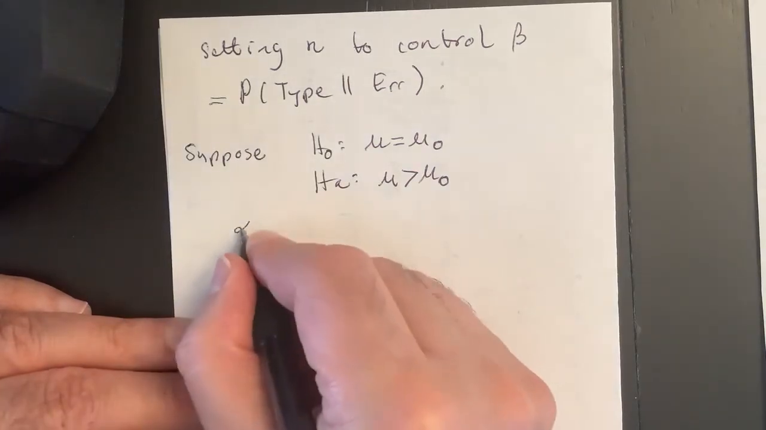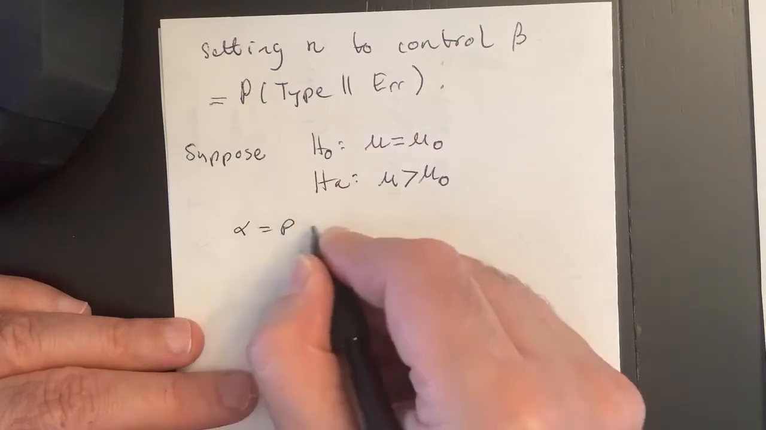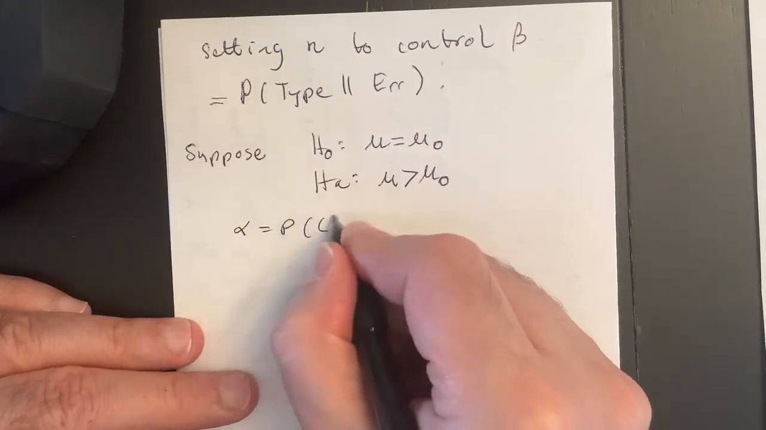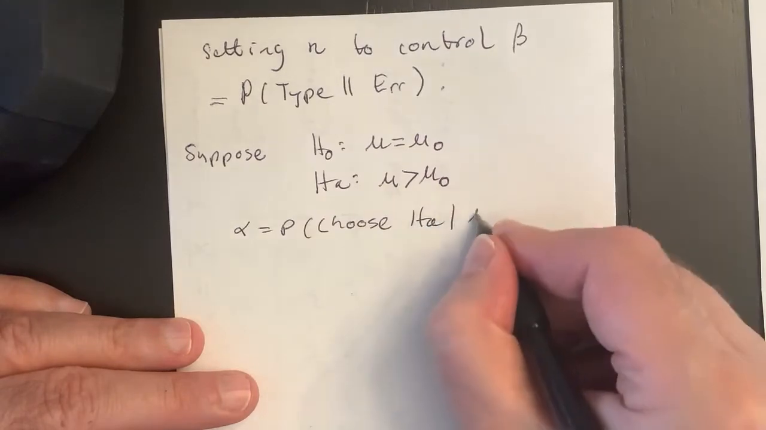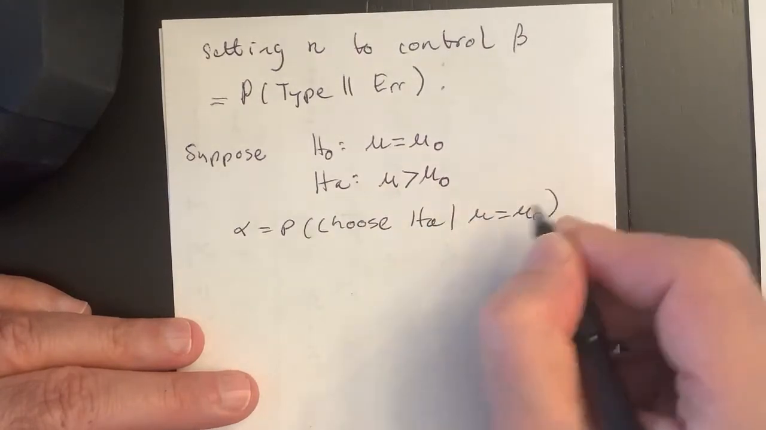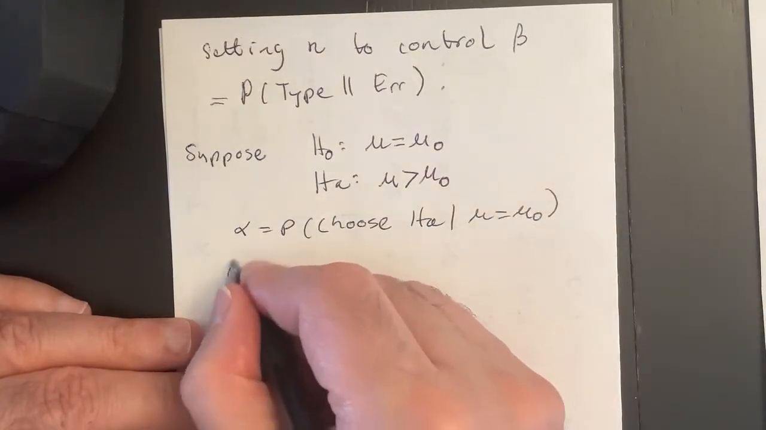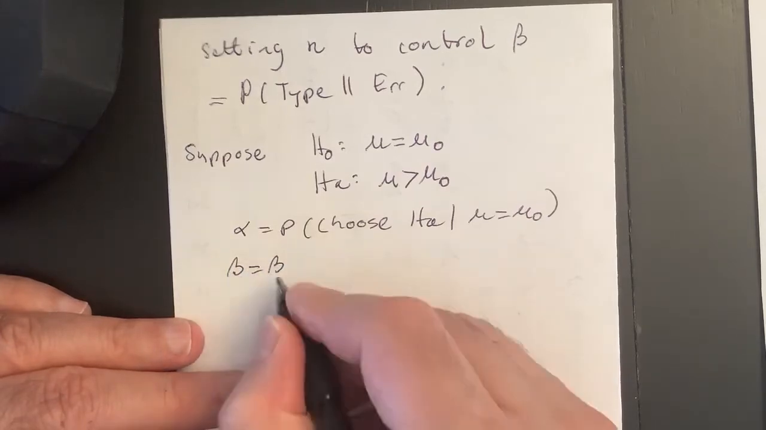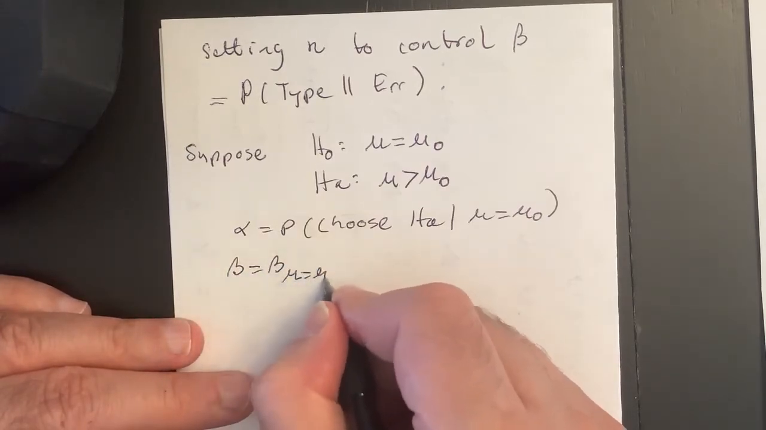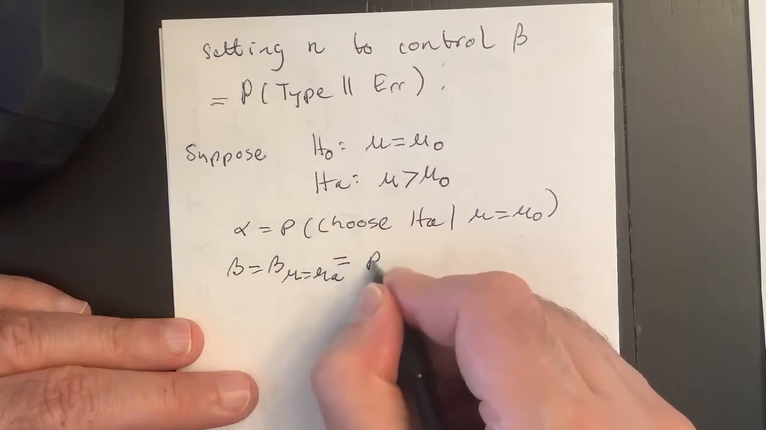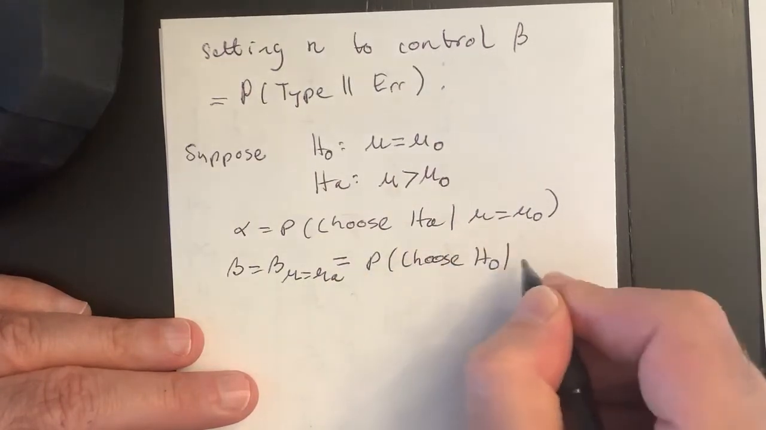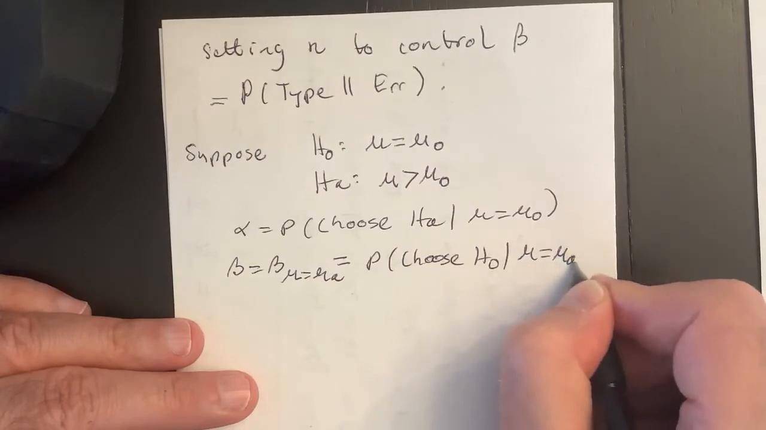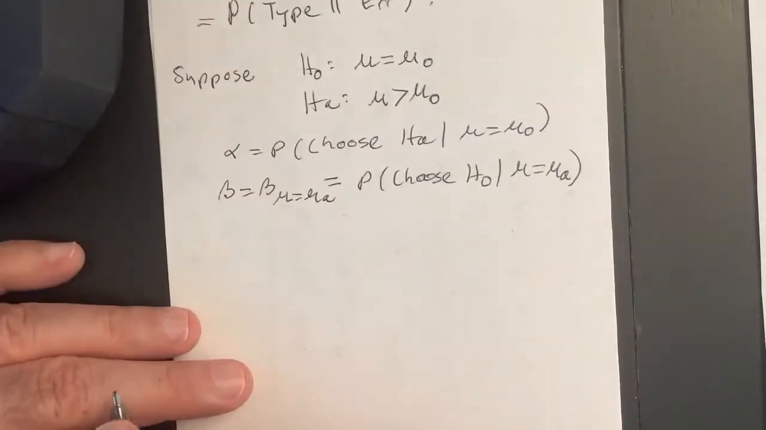So alpha is equal to the probability we choose HA given mu equals mu 0, and let's set beta, with mu equals mu a, equal to the probability we choose H0 given mu equals mu a. Okay, type 1 and type 2 error.